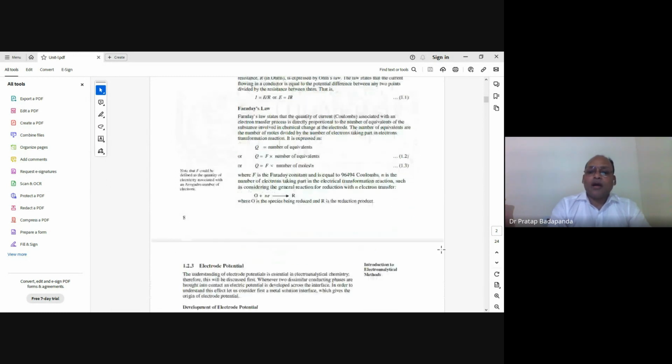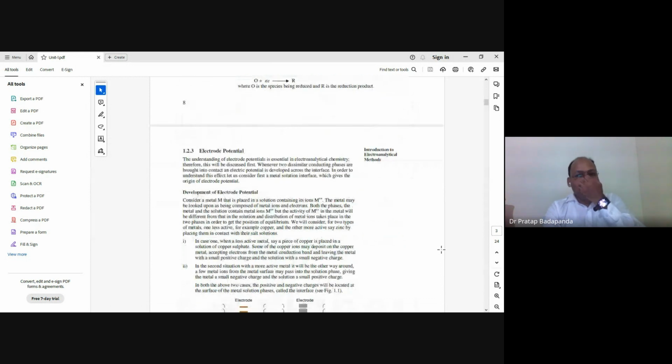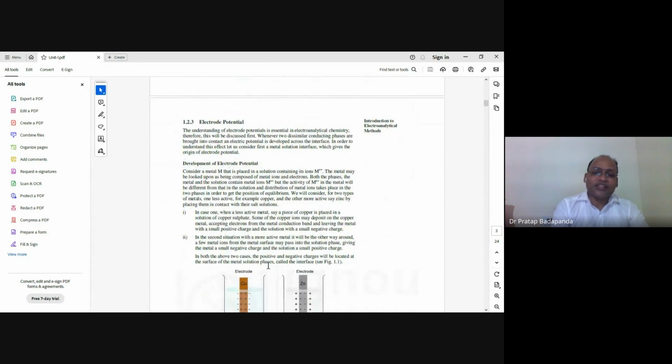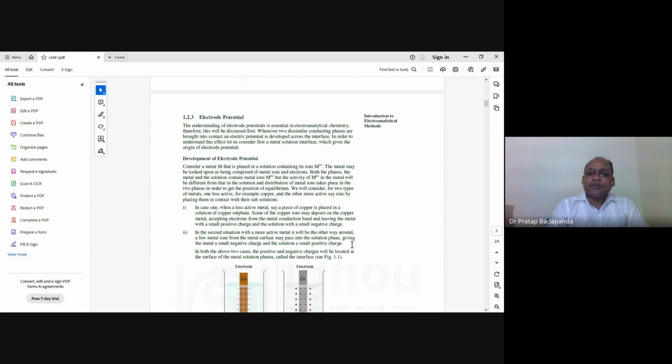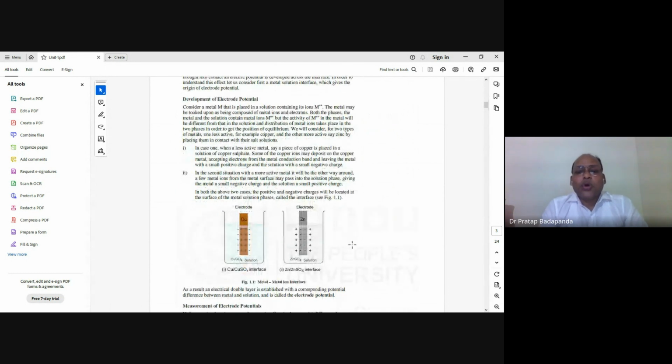Now our point is electrode potential. Check out this diagram. One electrode is copper, which is a little yellowish in color, and zinc, which is gray in color. The copper electrode is dipped in copper sulfate solution, and the zinc electrode is dipped in zinc sulfate solution.